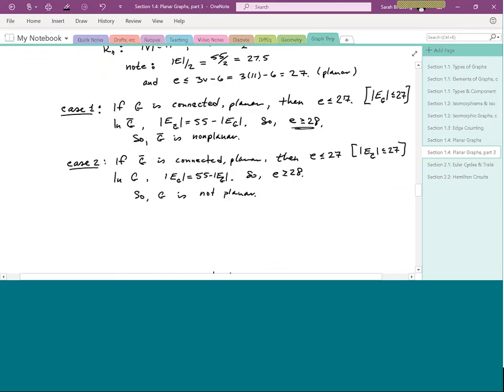But let me go ahead and put in that third case. So case 3 is if both G and the complement of G are not planar. Technically speaking, you can look at here, it's not connected, not planar.